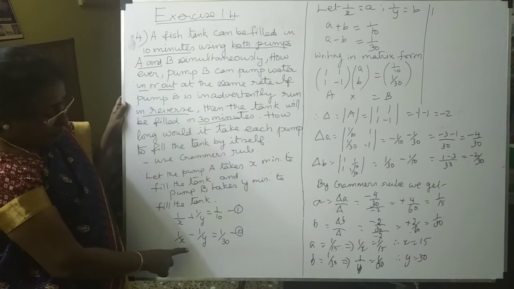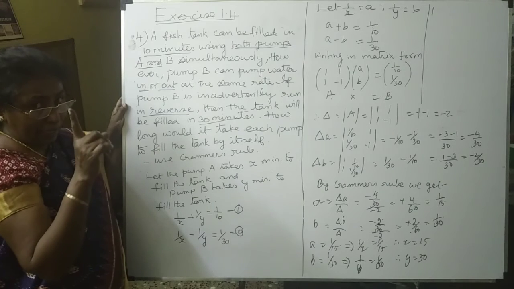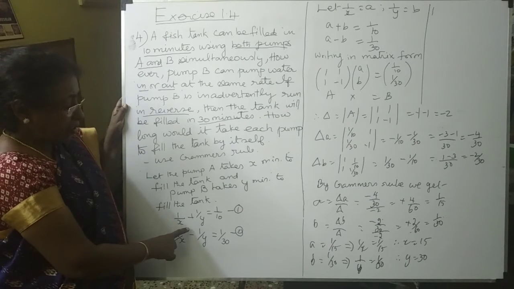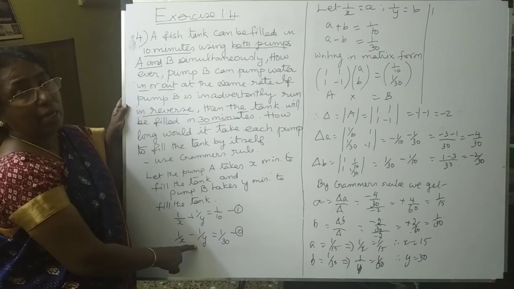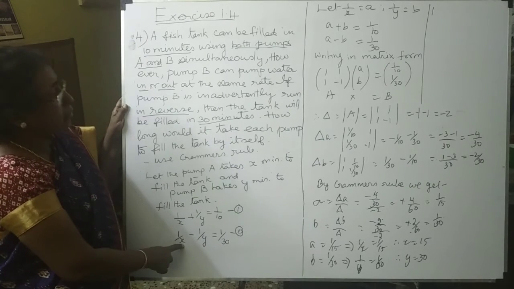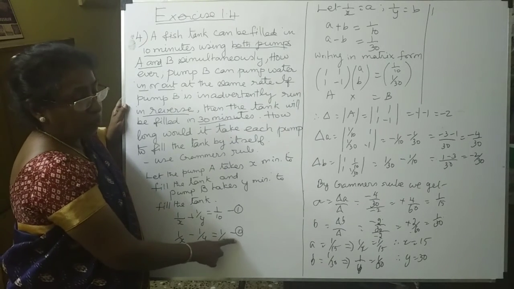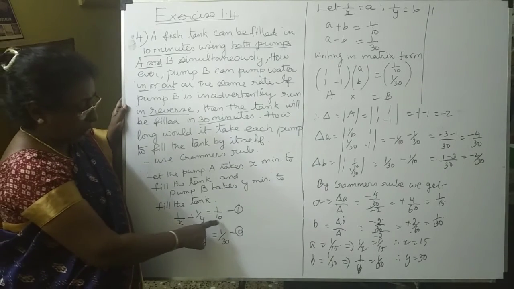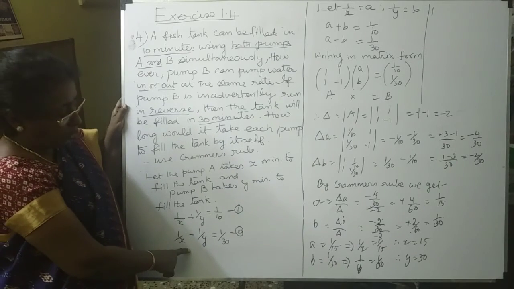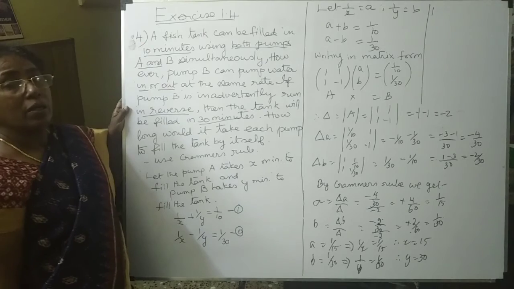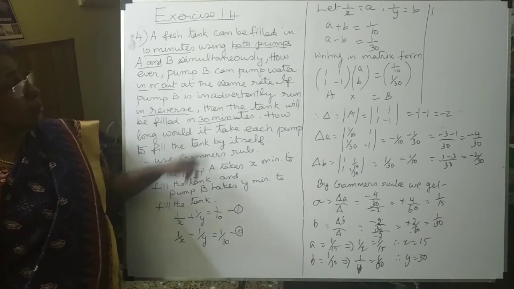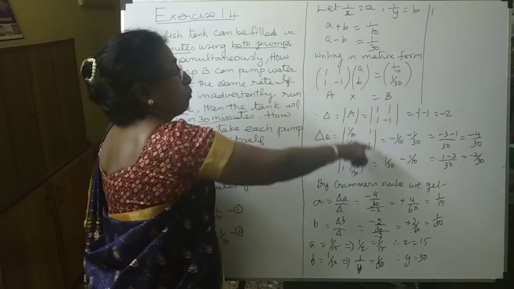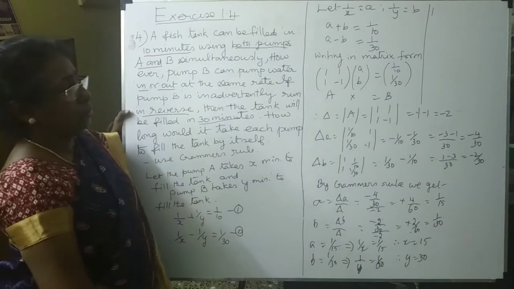So in X minutes, pump A will fill 1 tank. Therefore, in 1 minute, 1 by X tank will be filled. By pump B, 1 by Y tank will be emptied. Together, 1/30 of the tank will be filled. So we get two equations, 1 by X plus 1 by Y equal to 1/10. 1 by X minus 1 by Y is equal to 1/30. Now substituting 1 by X is equal to A and 1 by Y is equal to B, we get A plus B is equal to 1/10 and A minus B equal to 1/30.